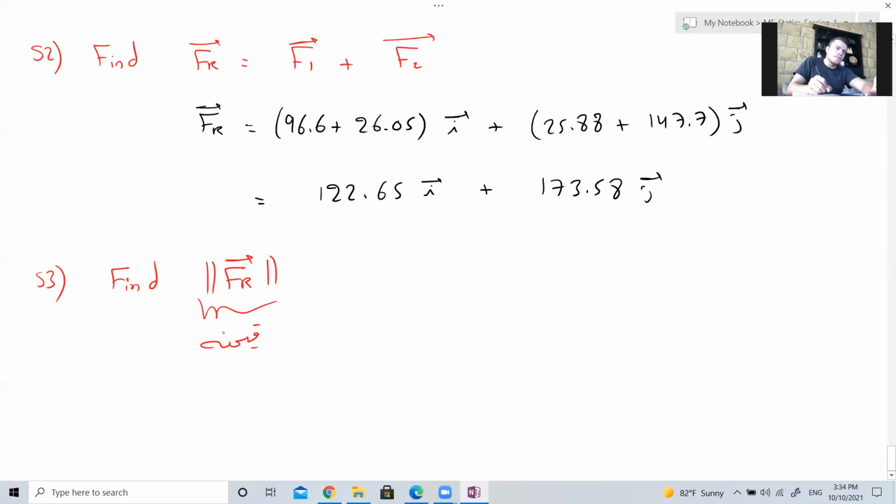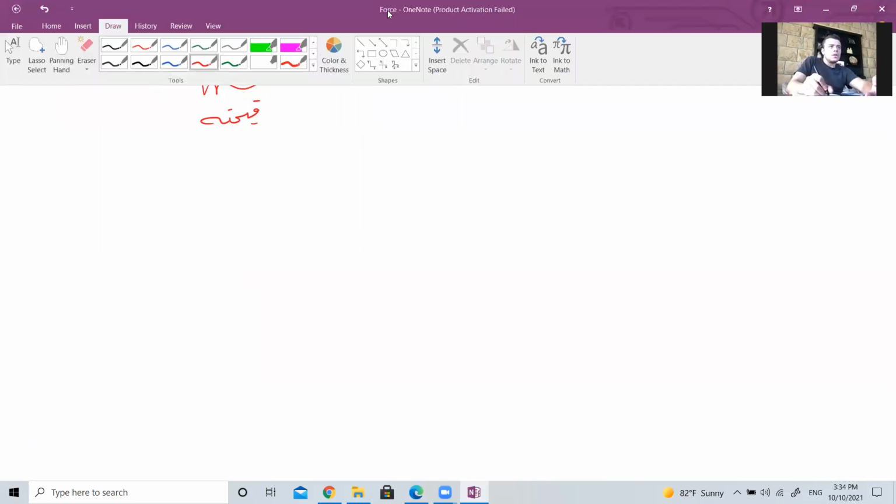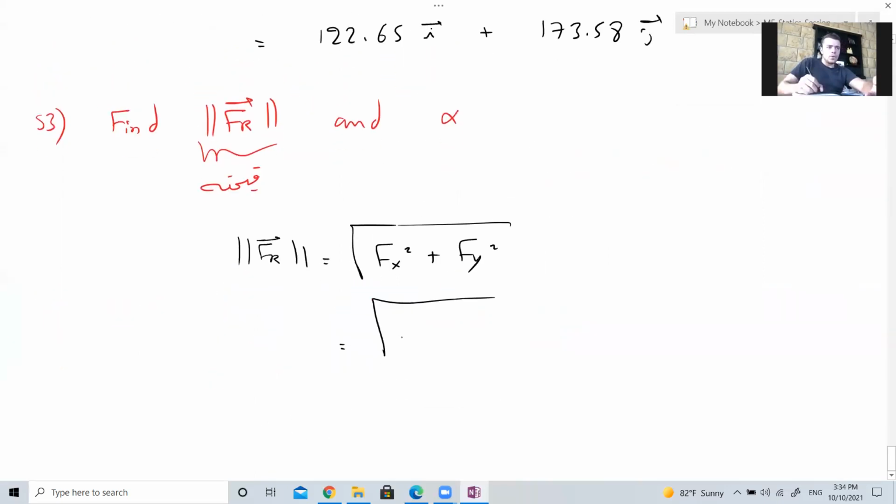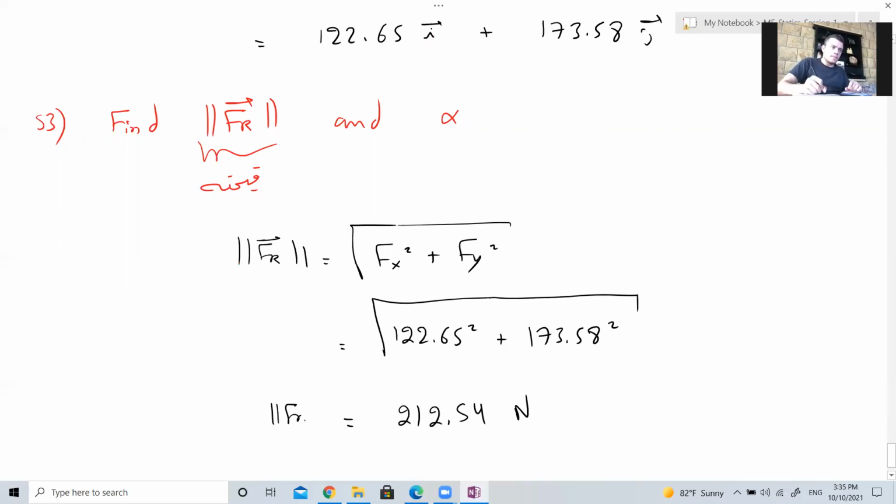And alpha, we need to find alpha and the magnitude of FR. It's the radical of Fx squared plus Fy squared, so it's the radical of 122.65 squared plus 173.58 squared. It comes out to 212, the same value we got the first time. Notice how much easier this is.